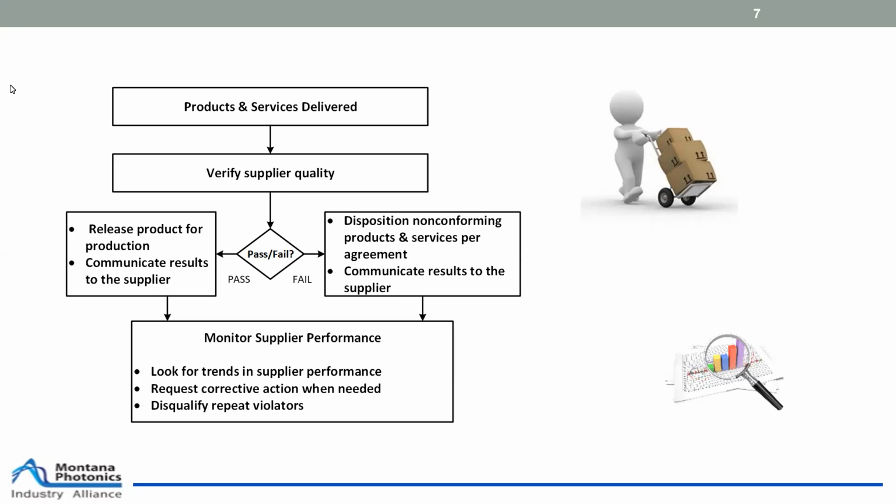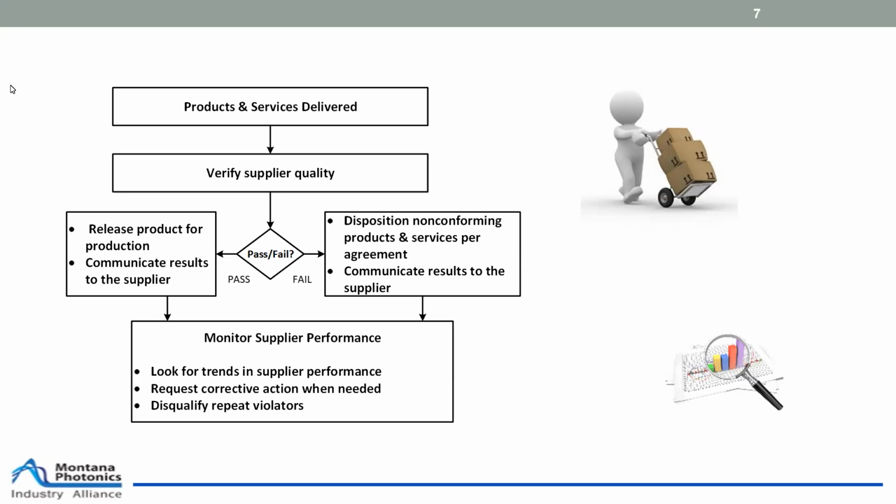When products and services are delivered, you verify supplier quality with testing and inspections. If it passes, release product for production and communicate the results to your supplier. If it fails, disposition non-conforming products and services per agreement and communicate results to the supplier.